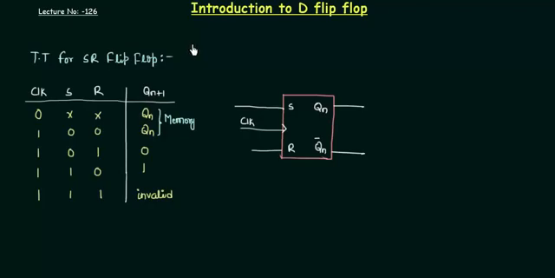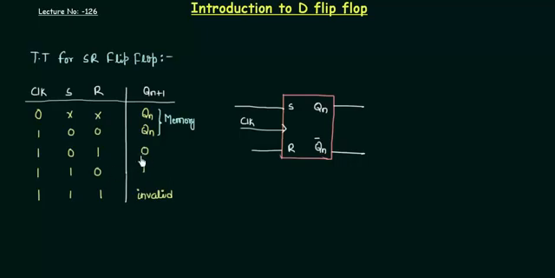In this presentation, we will understand what a D flip-flop is and how we can make a D flip-flop by using an SR flip-flop. You already know what an SR flip-flop is, and I have made the truth table for the SR flip-flop, because this is the important thing from which we will derive the conclusion for our D flip-flop. Let's examine this truth table.